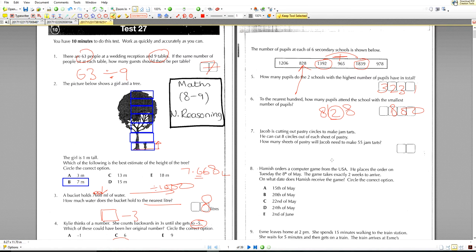Jacob is cutting out pastry circles to make jam tarts. He can cut 8 circles out of each pastry sheet. So we have 1 pastry sheet.